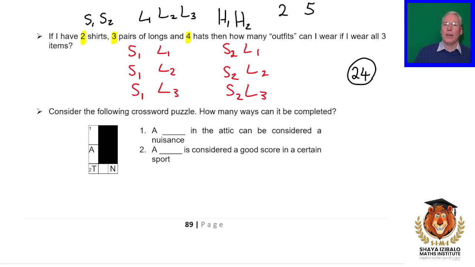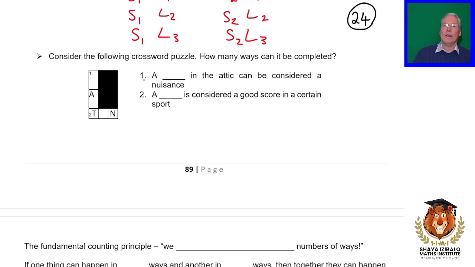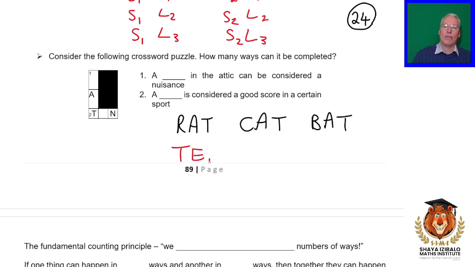Let's look at this crossword puzzle. The clue going down says a something can be considered a nuisance. Now, it might be a rat, or it might be a cat, or it might even be a bat. Then a something, T something N, is considered a good score in a certain sport. I'm going to write this clue number 2. A 10 is a good score in gymnastics, and a ton is a good score in cricket. A ton is another name for 100, if you score 100 runs in cricket.